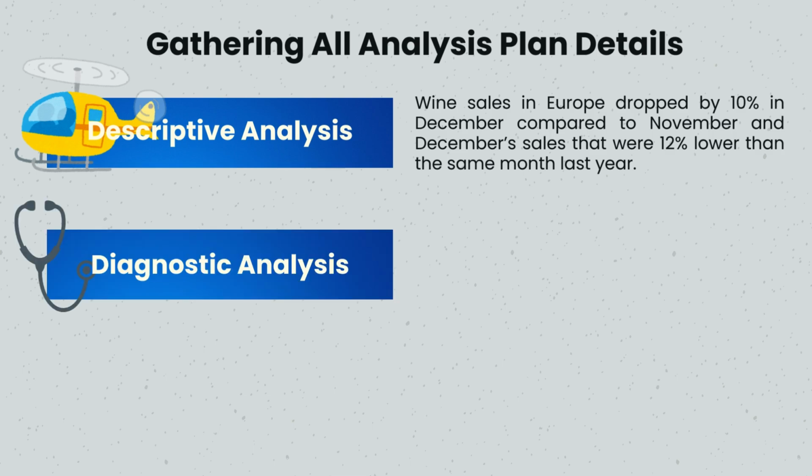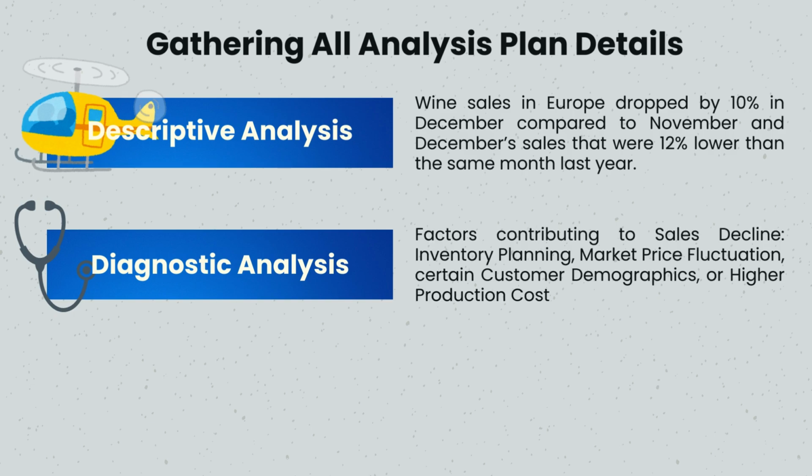Second, diagnostic analysis. Sales decline can be attributed to inventory levels, market price fluctuations, or certain customer characteristics by age group, gender, or profession. For example, limited inventory could have contributed to the sudden drop in sales in Eastern Europe, or there was a price increase in Europe during December due to higher production costs.